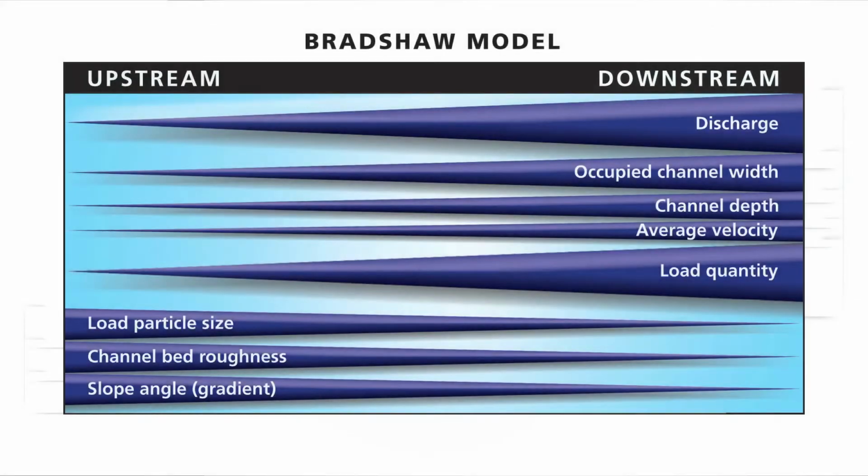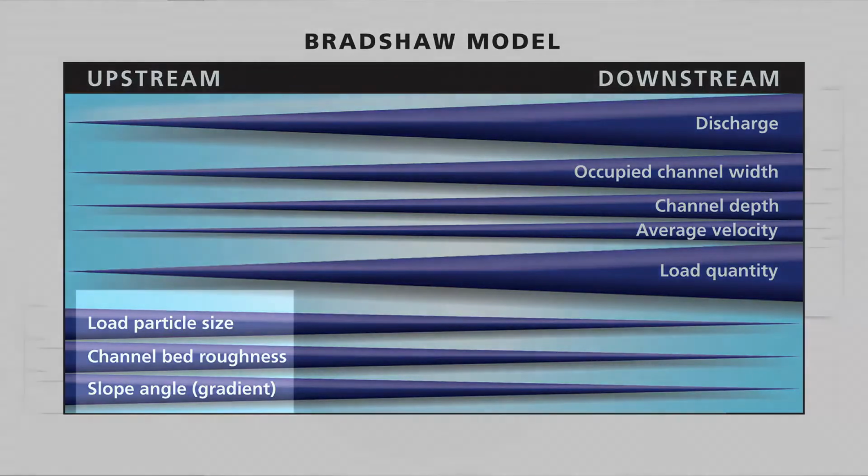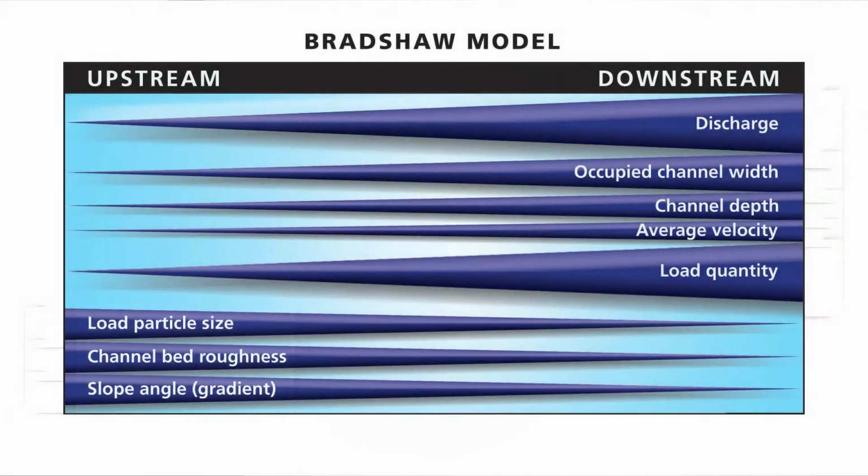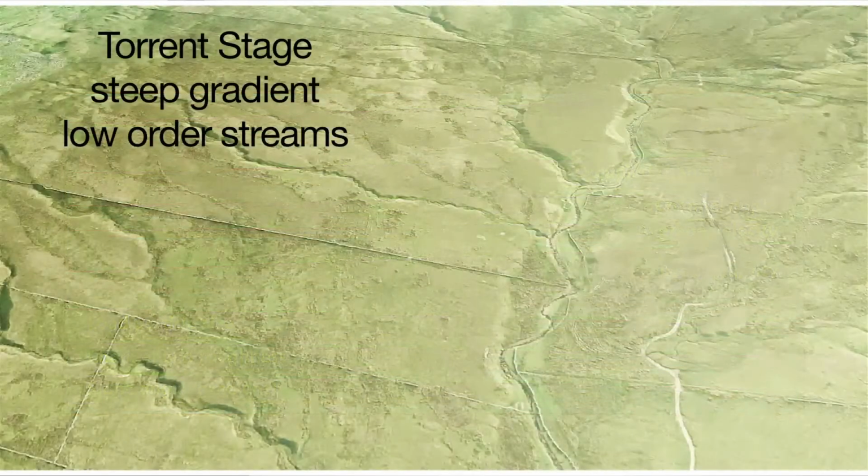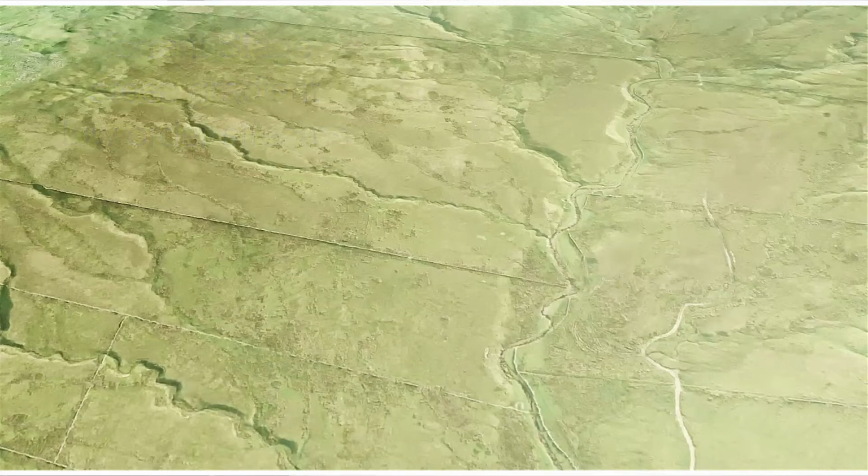3 things down here. Load particle size. Because the river is flowing quickly, it can carry huge boulders, stones, sand, gravel. The channel bed roughness. As you're coming down these V-shaped valleys, it's huge boulders stretched here and there. Slope angle. Posh word for slope angle, gradient. This is the steepest gradient of the river. And as we go down the river from here, the gradient is going to get less.